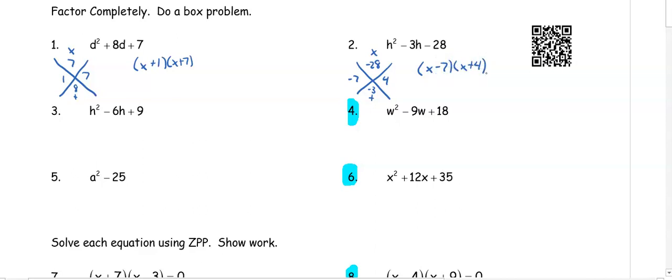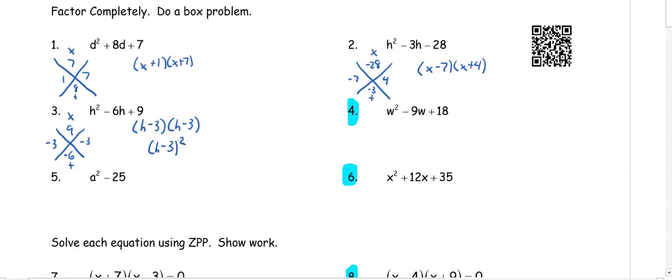In number 3, we have x squared minus 6x plus 9. So we want two numbers that multiply to 9 and add to negative 6. Because we're multiplying to a positive but adding to a negative, both of our numbers have to be negative. So in this case, we would use negative 3 and negative 3. So we have x minus 3 and x minus 3. Remember, if it's the same, we can always write it as x minus 3 squared.